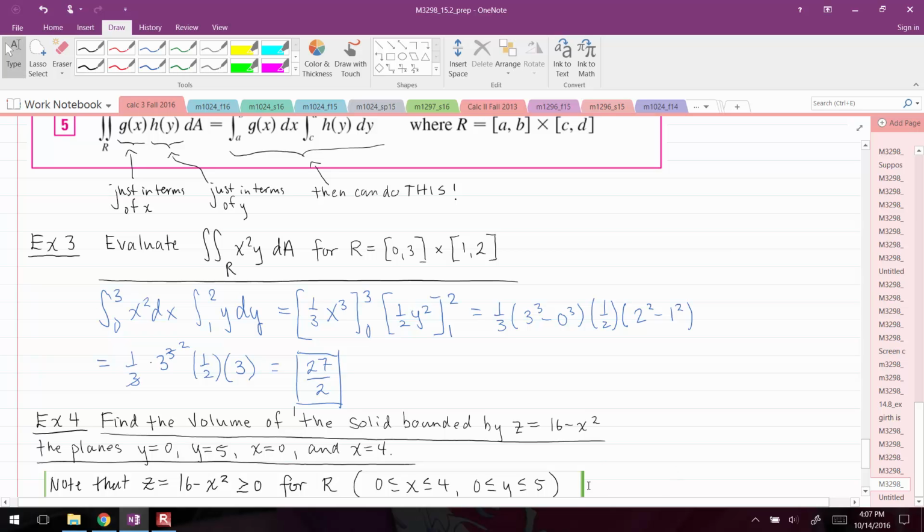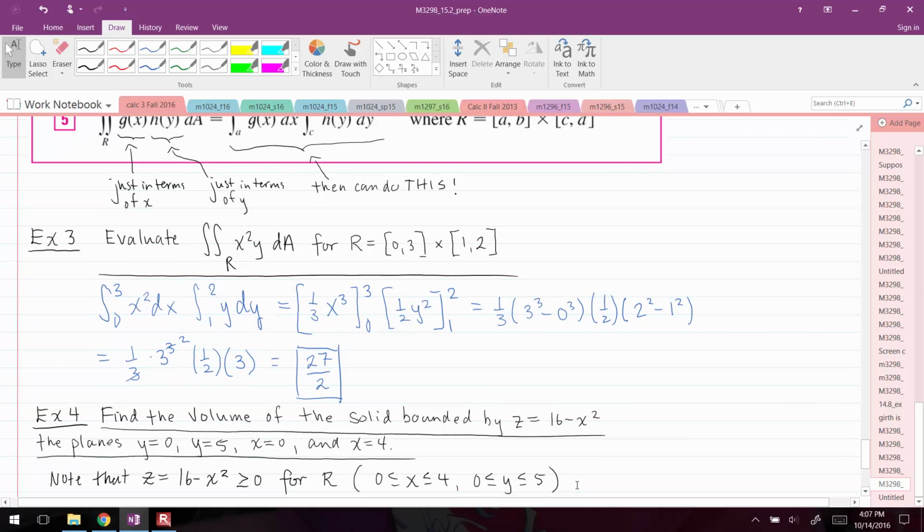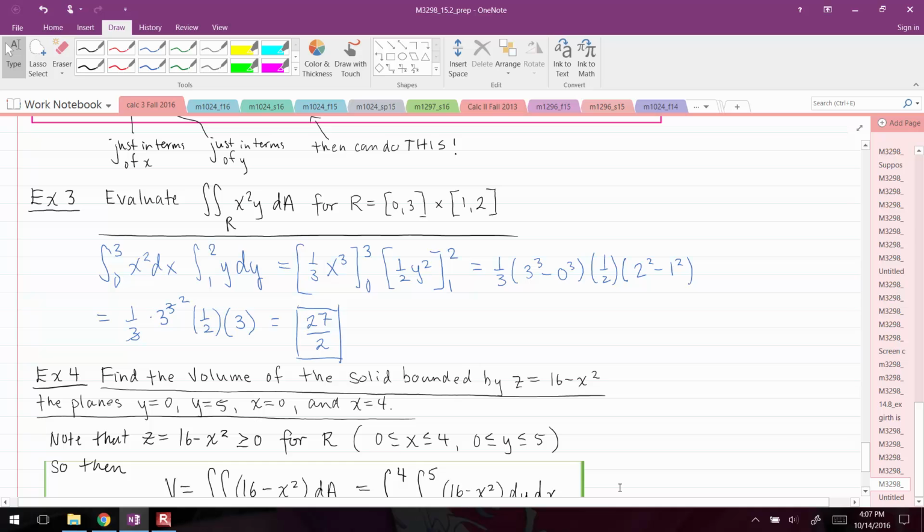All right, one more example. Find the volume of the solid bounded by z equals 16 minus x squared, the planes y equals 0, y equals 5, x equals 0, and x equals 4.